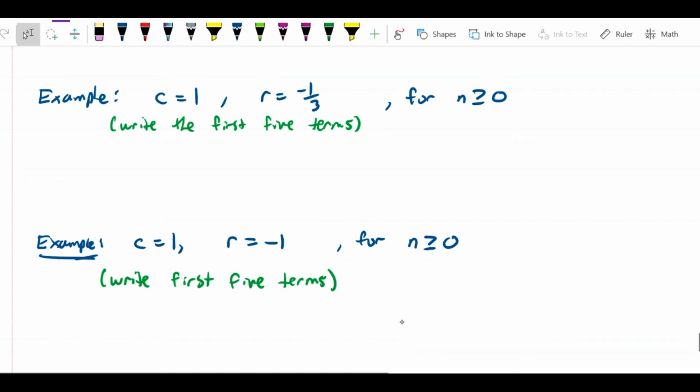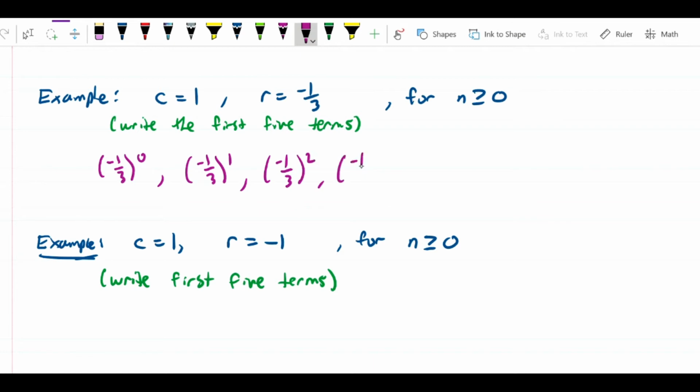Okay, so now let's look at a couple more of these. If we have c equals 1 and r equals negative 1/3, then the first five terms will look like, starting with n equals 0, negative 1/3 to the 0, negative 1/3 to the 1, negative 1/3 squared, negative 1/3 to the third, and negative 1/3 to the fourth.